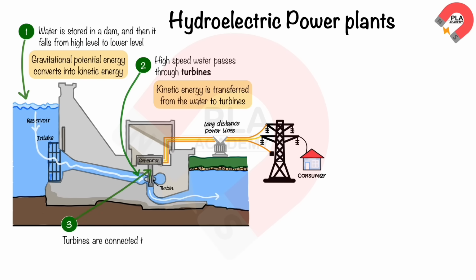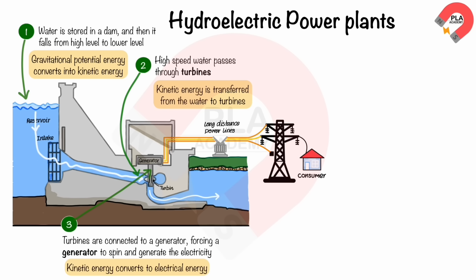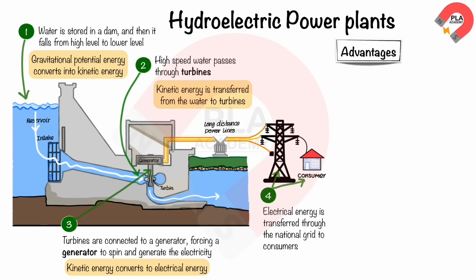The turbines are connected to a generator, which causes the generator to spin and generate electricity. This converts the kinetic energy into electrical energy. This electrical energy is then transmitted through the national grid to homes or businesses. Here are some of the advantages of hydroelectric power plants.